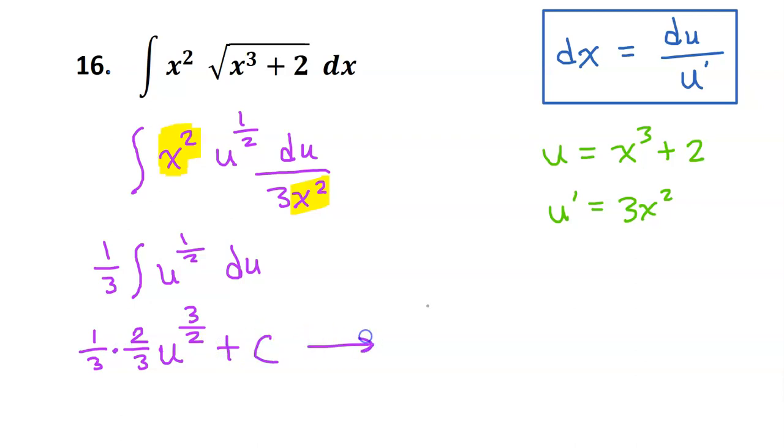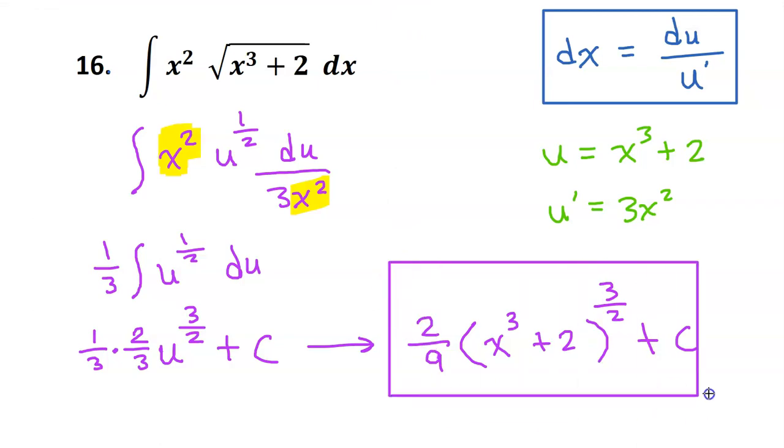Now let's put those x's back in. Well, 1/3 times 2/3 is going to be 2/9. So I have 2/9 u to the 3/2 power plus c. But u is x cubed plus 2. So we go x cubed plus 2. Brilliant.